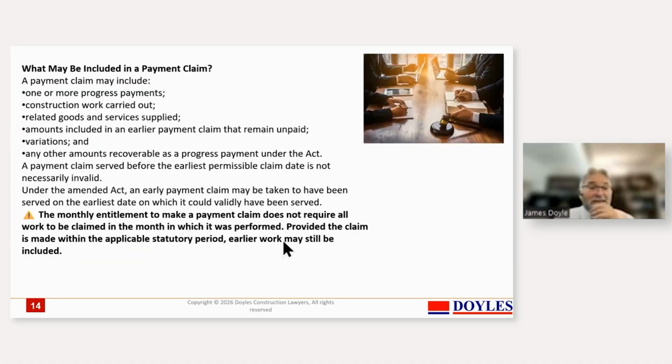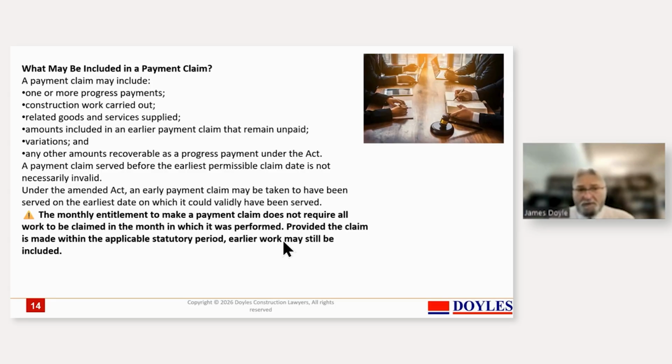The situation is what must be included in a payment claim. So it could include one or more progress amounts. You can claim for 3 months or 6 months if it hasn't been paid. Any related goods and services. So you want to be careful to make sure that if you've provided some extra service, it's a variation of some sort, and you have an entitlement for payment, then you might put it in. Amounts included in earlier payment claims that haven't been paid should be rolled up and put in. Variations are now able to be claimed, and any other amounts recoverable as a progress claim under your contract, looking at your contract to see what can be claimed, and under the Act.